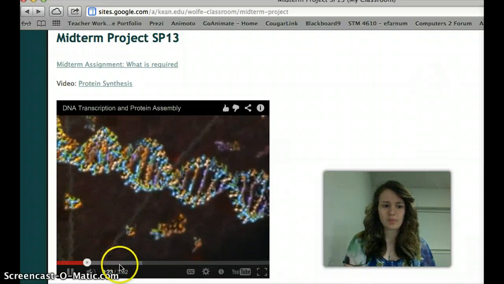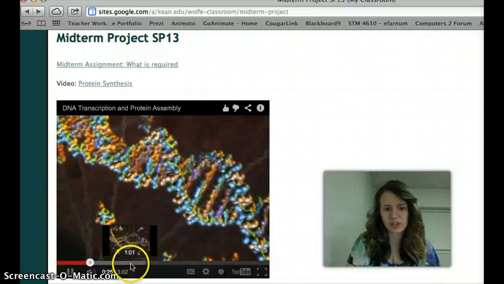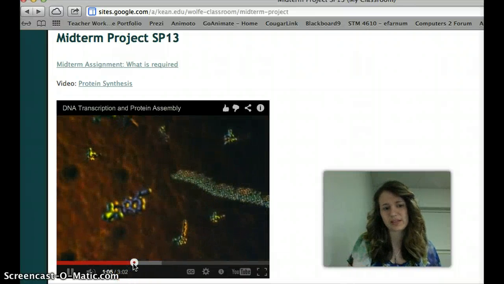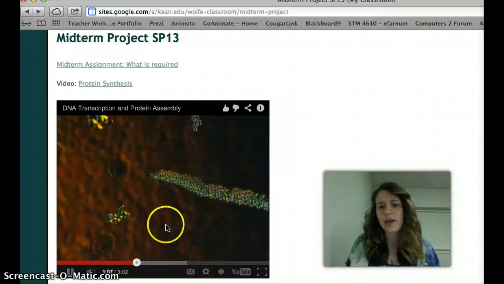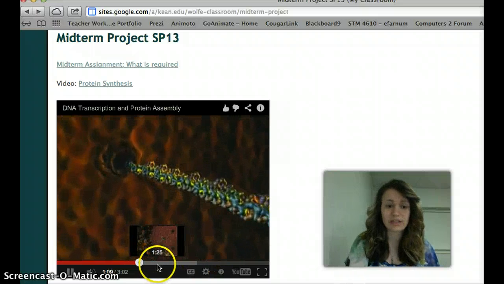After entering the heart of the cell, it's not until further along that they actually talk about protein synthesis. This is an mRNA molecule leaving the cell, or leaving the nucleus.